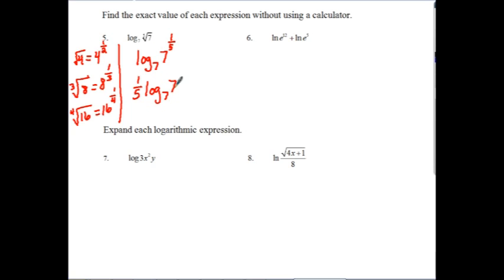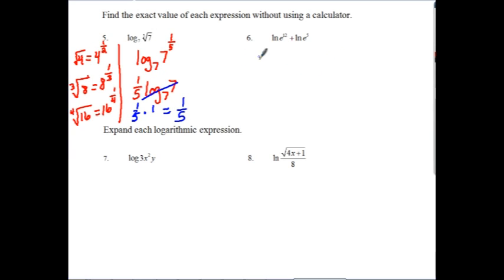Now log base 7 of 7, remember those kind of cancel each other out, and all this piece right here just goes to a 1. So it's really 1/5 times 1, which of course would just give you a total of 1/5. And that's it for that problem. Did all that with no calculator. Okay, let's look at number 6.